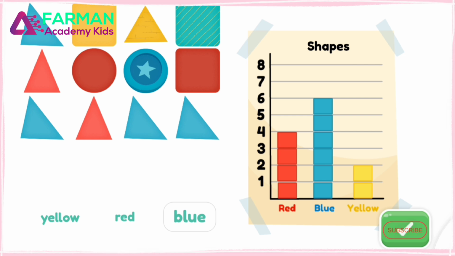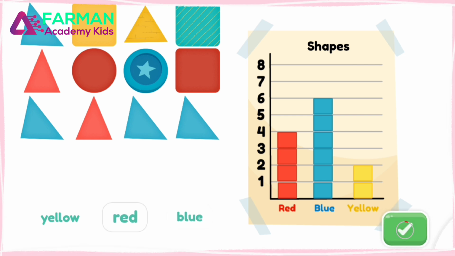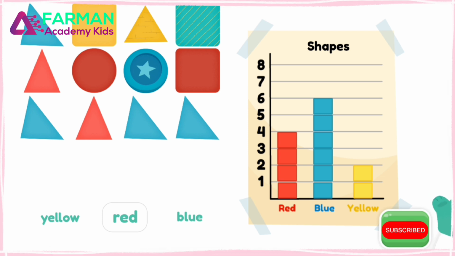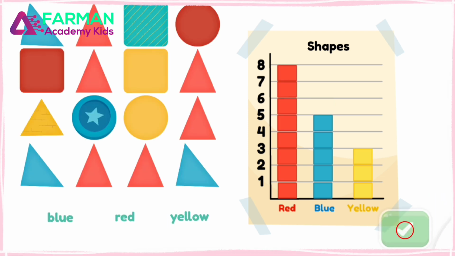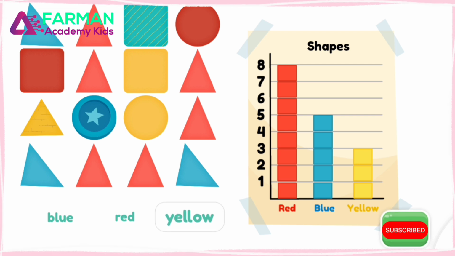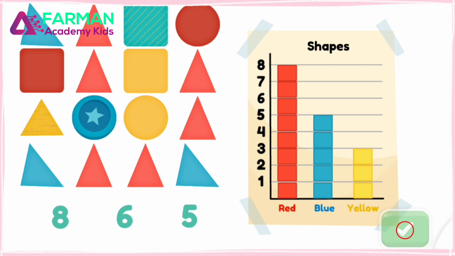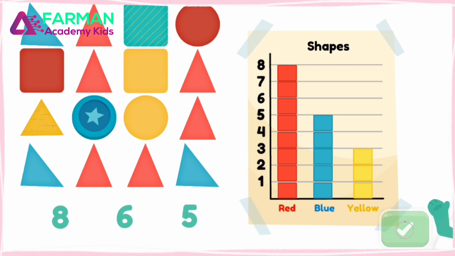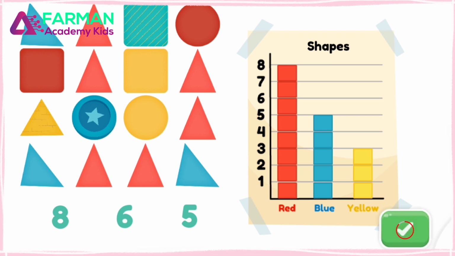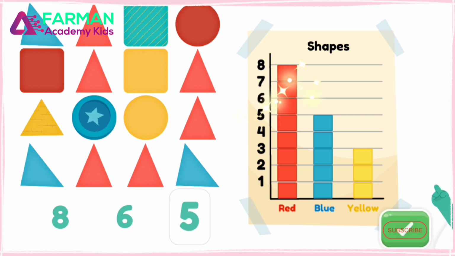Which color has 4 shapes? Blue. Good job! Which color has 3 shapes? Yellow. Good thinking! How many shapes are blue? Use the graph to find out how many shapes of each color there are. 5. Cool beans! Thanks for playing with me.